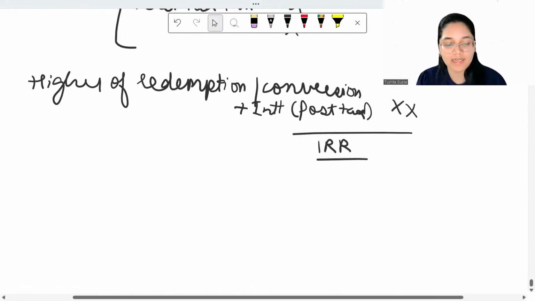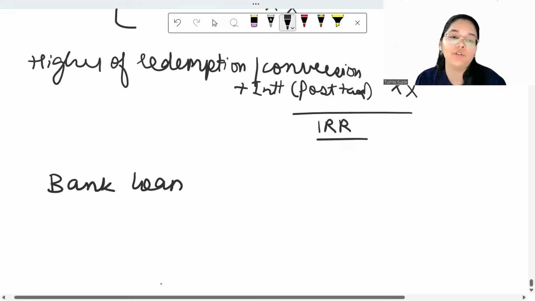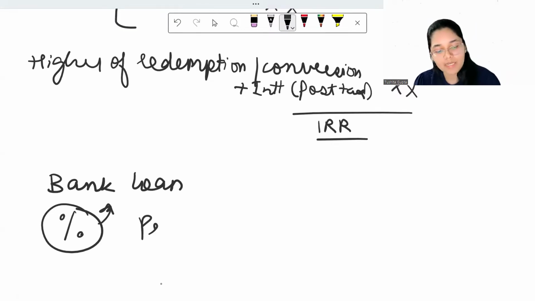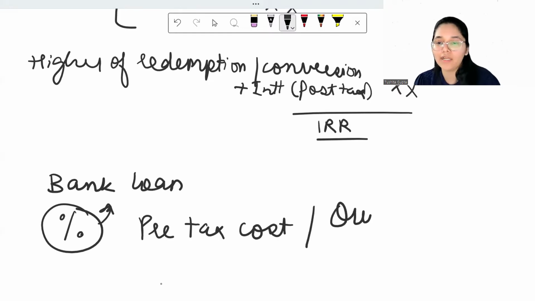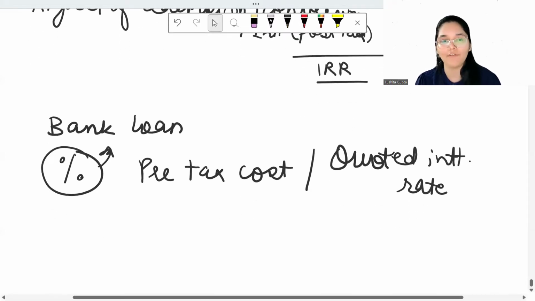Now moving towards the very last thing, which is very easy, which is to find out the cost of a bank loan. Whatever is given to you in the balance sheet as the percentage cost written next to a bank loan is your pre-tax cost. This is also called the quoted interest rate. Quoted means this is the interest rate which the bank has given you the loan on. So this is called the quoted interest rate. This is nothing but your pre-tax cost of bank loan. This is given to you as a percentage in your balance sheet or whatever financial information you have available.